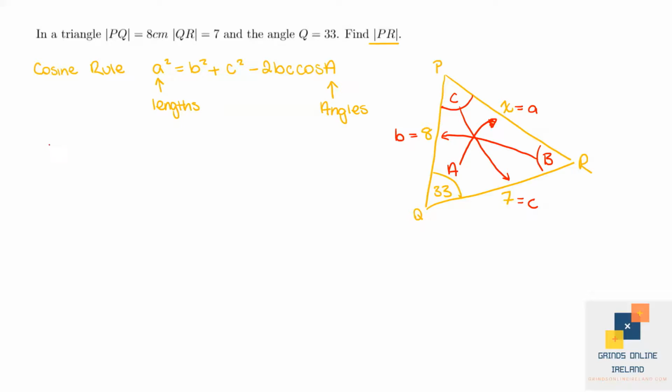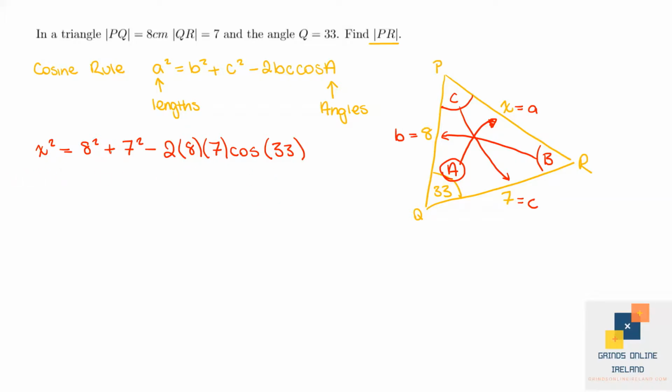So a squared, well a in this case is x, so it's going to be x squared, and that's going to be equal to b squared, but we know b is 8, so that'll be 8 squared, plus c squared, that'll be 7 squared, minus 2bc, but b is 8 and c is 7, so we'll have 8 multiplied by 7, multiplied by cos of A, the angle A, and in this case the angle is 33 degrees. And when using your calculator, guys, make sure your calculator is in degrees, not radians for this question.